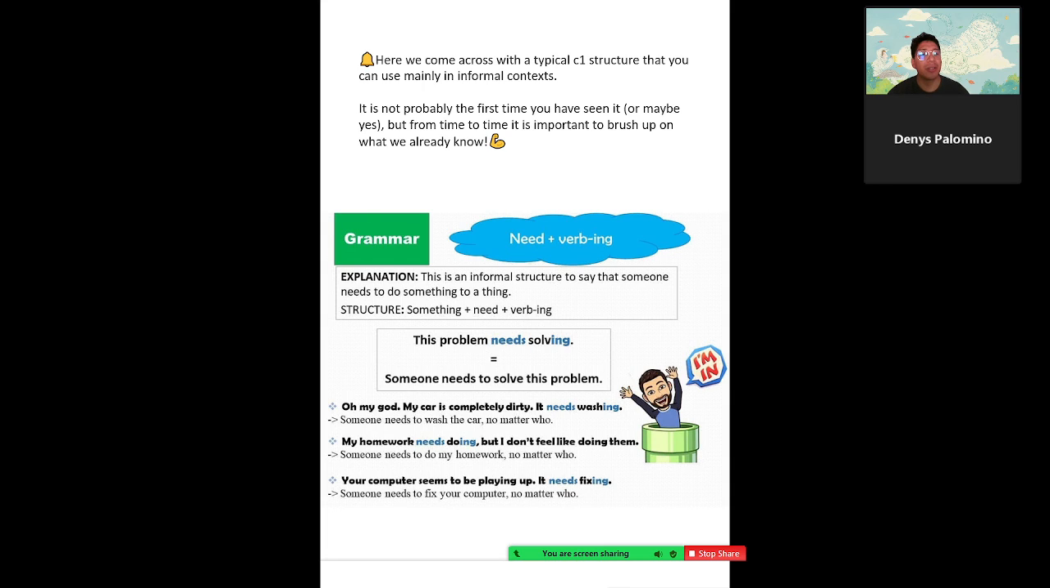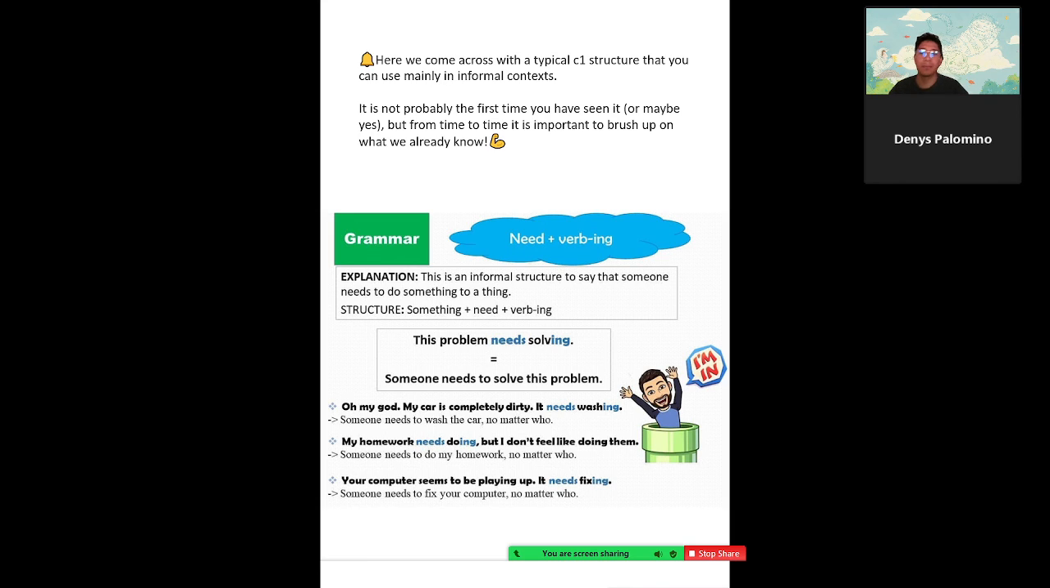So explanation, this is an informal structure to say that someone needs to do something to a thing. Remember, to say that someone needs to do something to a thing. For example, this problem needs solving. Someone needs to solve this problem. You got it? Please read the first example.